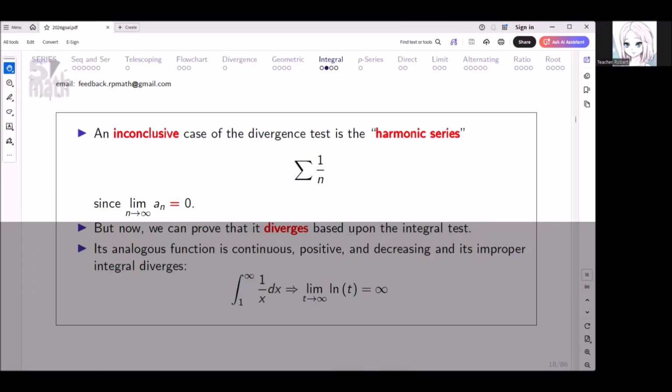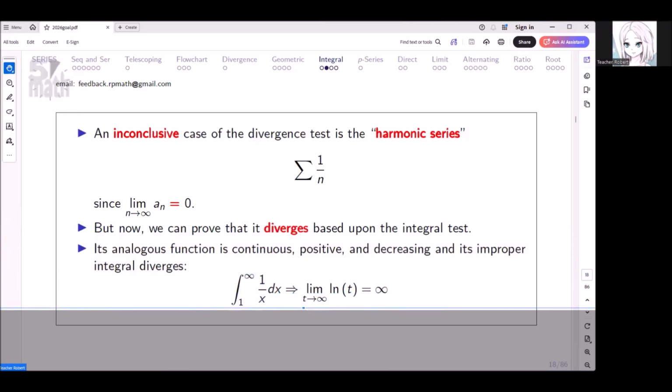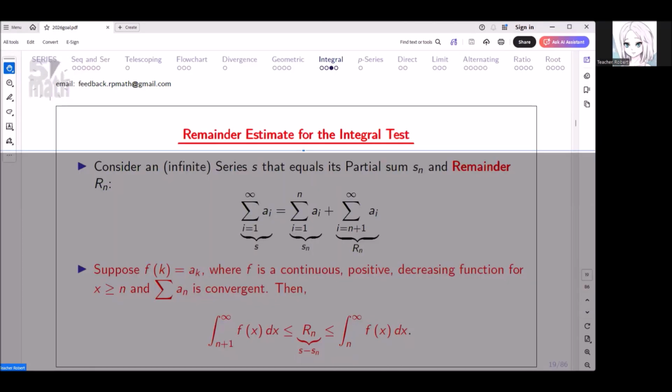An inconclusive case of the divergence test is the harmonic series, series 1 over n, since limit n to infinity an equals 0. But now we can prove that it diverges based upon the integral test. Its analogous function is continuous, positive, and decreasing, and its improper integral diverges. Here.